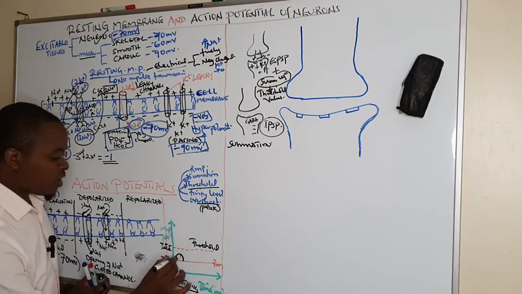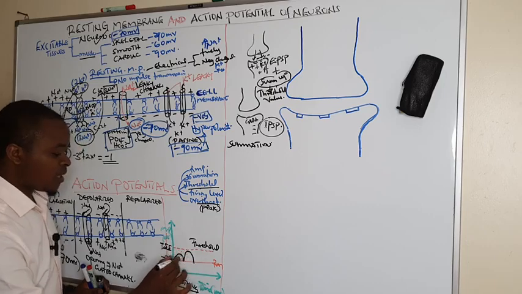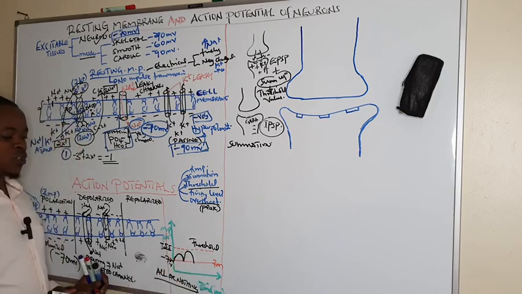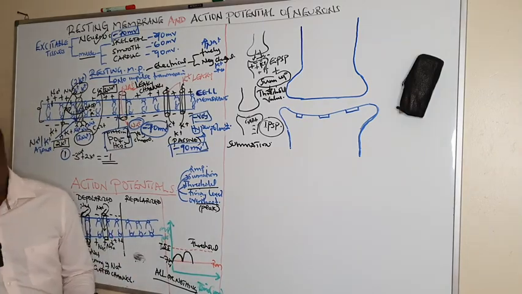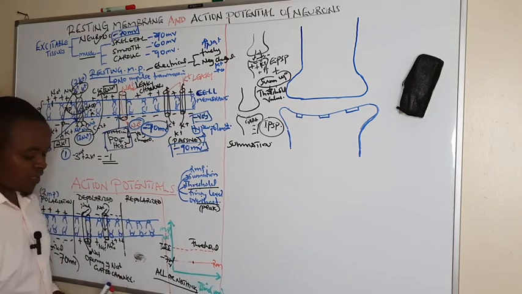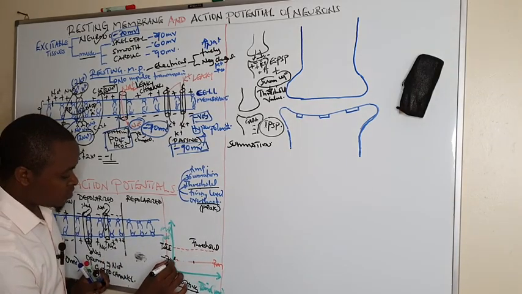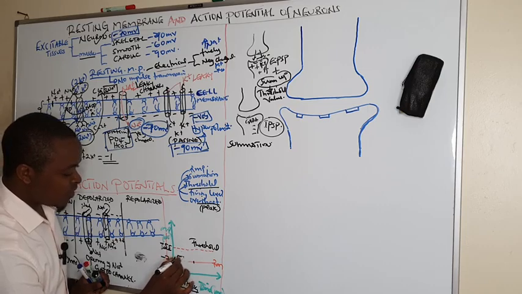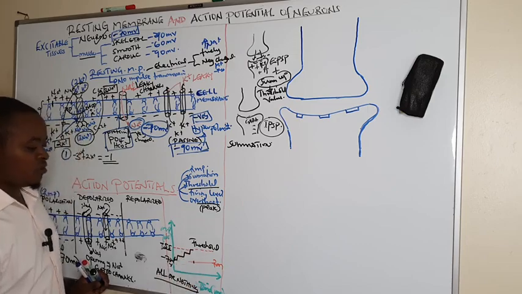So if another one comes and fires and doesn't reach and comes back, still it hasn't reached. So in summary, the depolarization state of the cell must sum up to reach the threshold value. If the first one fired and stopped here, it has to wait for another one until it sums up to reach the threshold value.